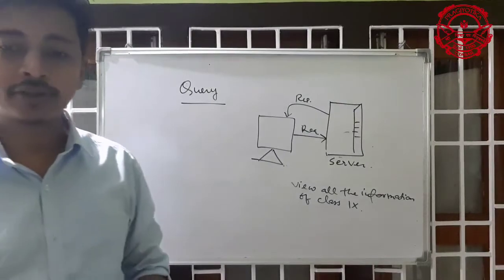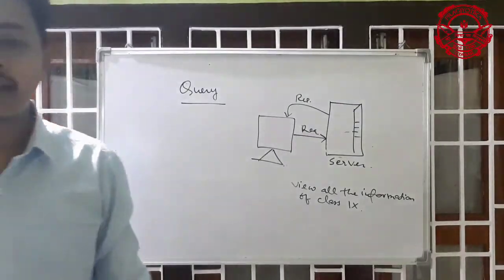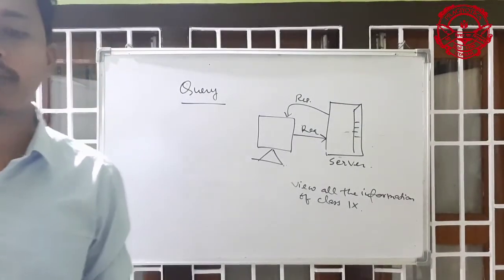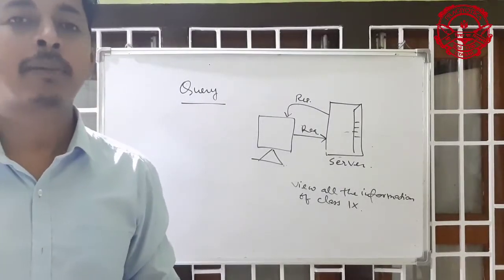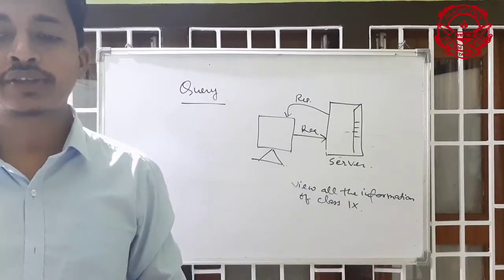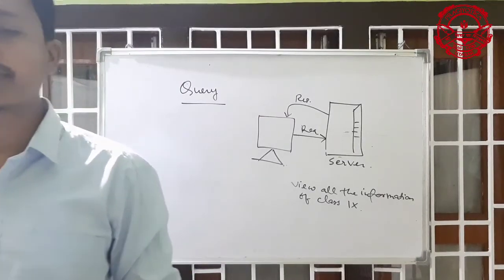Some examples of queries are, you can see here: list of students who got the grade A1 in all 5 subjects, and second, list of employees who draw a salary of 50,000 or above.